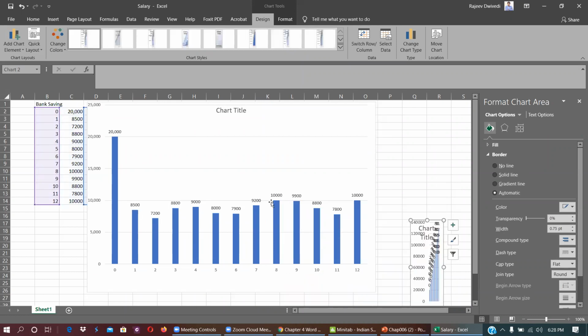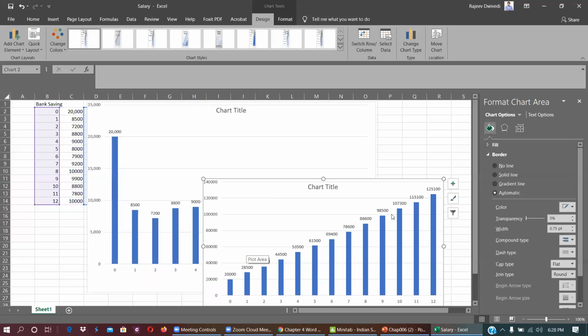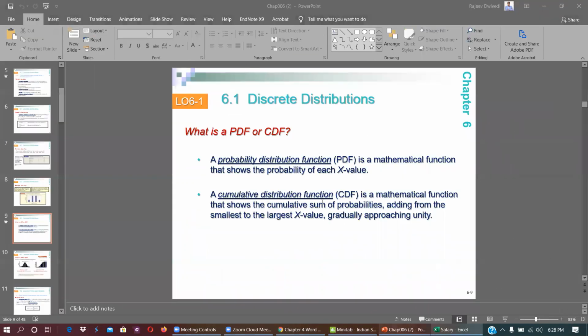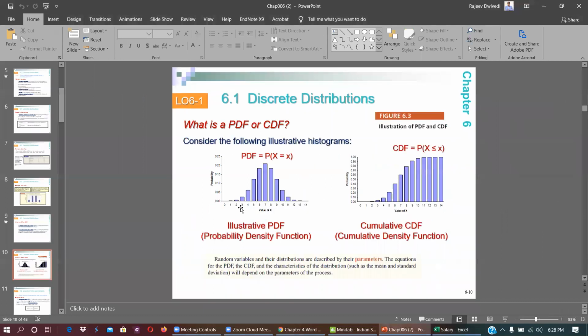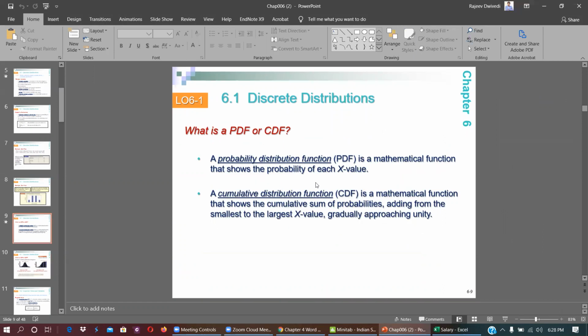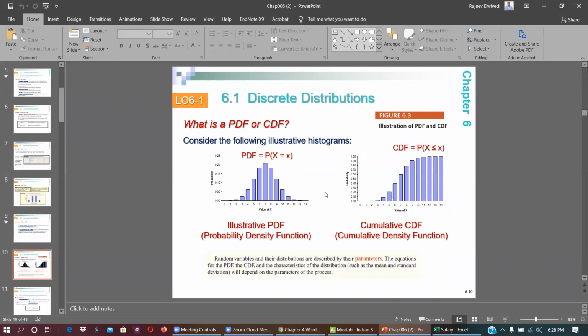I hope now this is better. So this chart is called the probability distribution function, and this chart is called the cumulative distribution function. What is the advantage of cumulative? I will explain later. So these are the PDF and CDF, the probability density function and cumulative density function. It is also called a distribution function or density function. So it is clear to you.